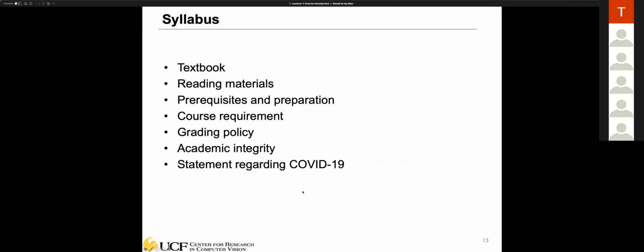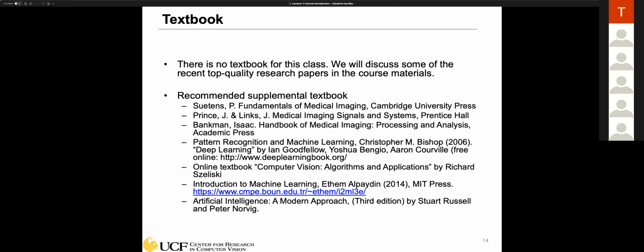Okay, so next we'll go over the syllabus and discuss a couple of key components. For this course, we don't have a required textbook because this field is evolving very quickly, especially deep learning techniques. So we will mostly stay with recent research papers to know the state of the art, and I will incorporate that into the course lectures. We'll also be reviewing papers so we know the state of the art in this field.